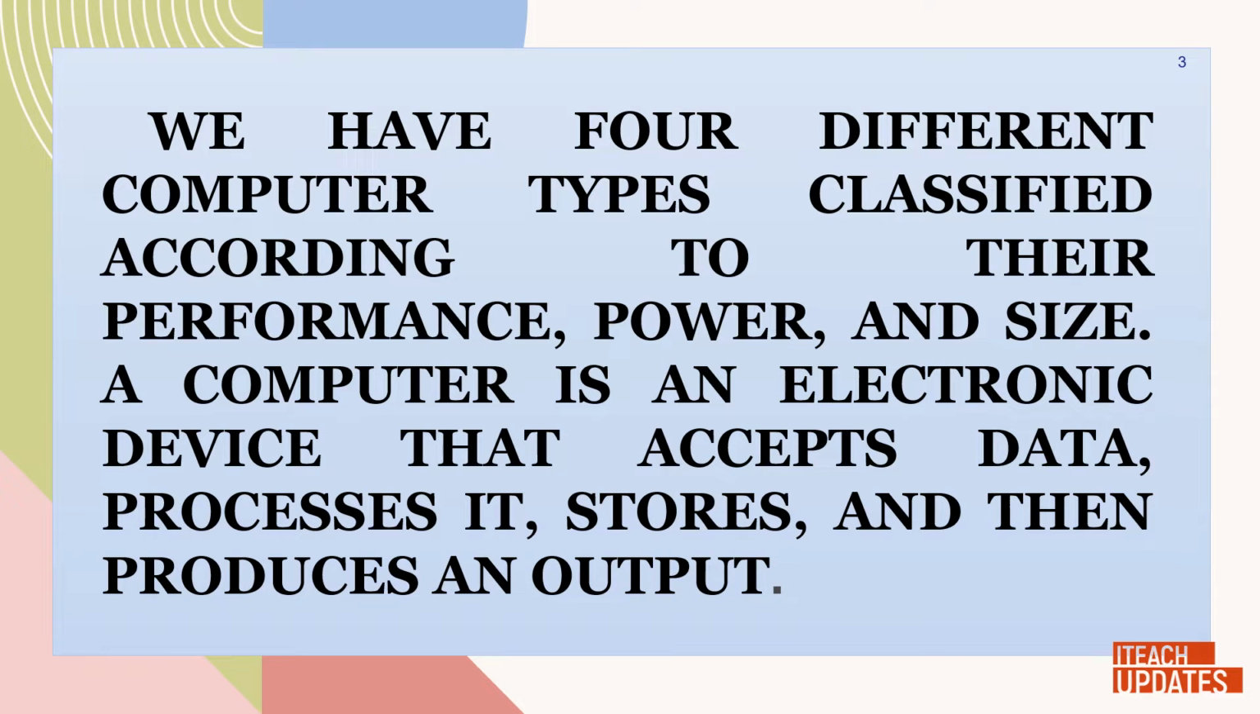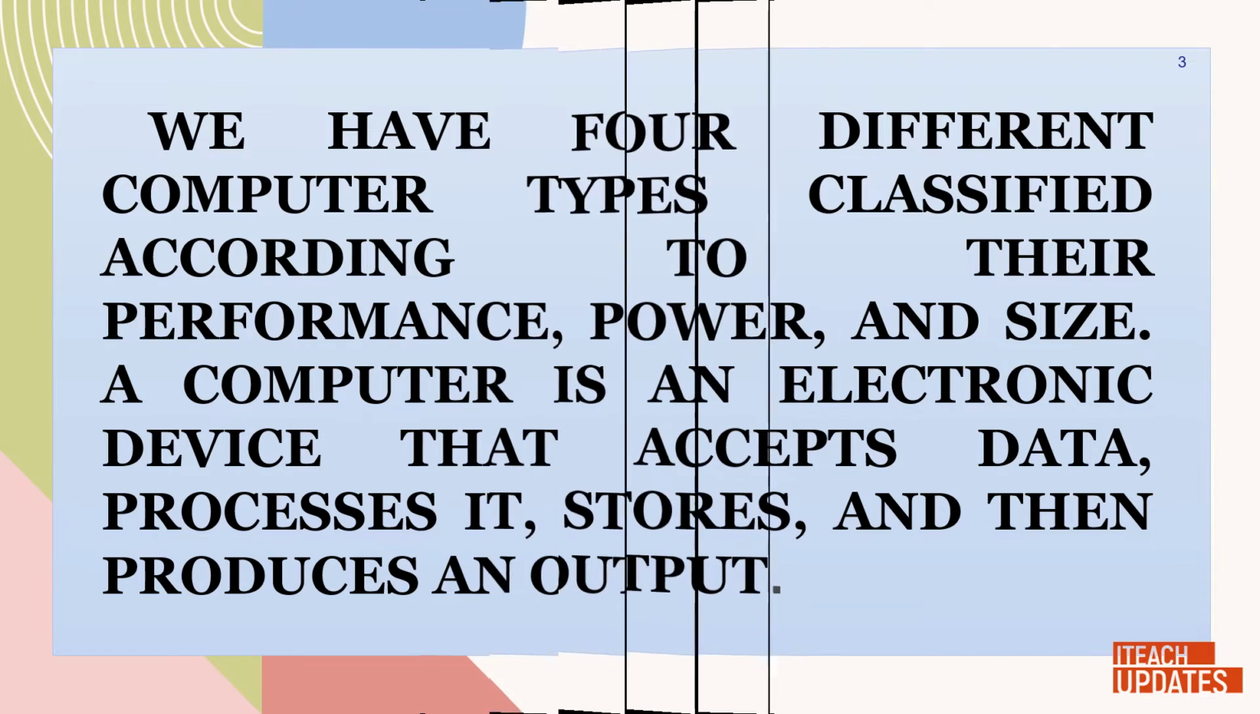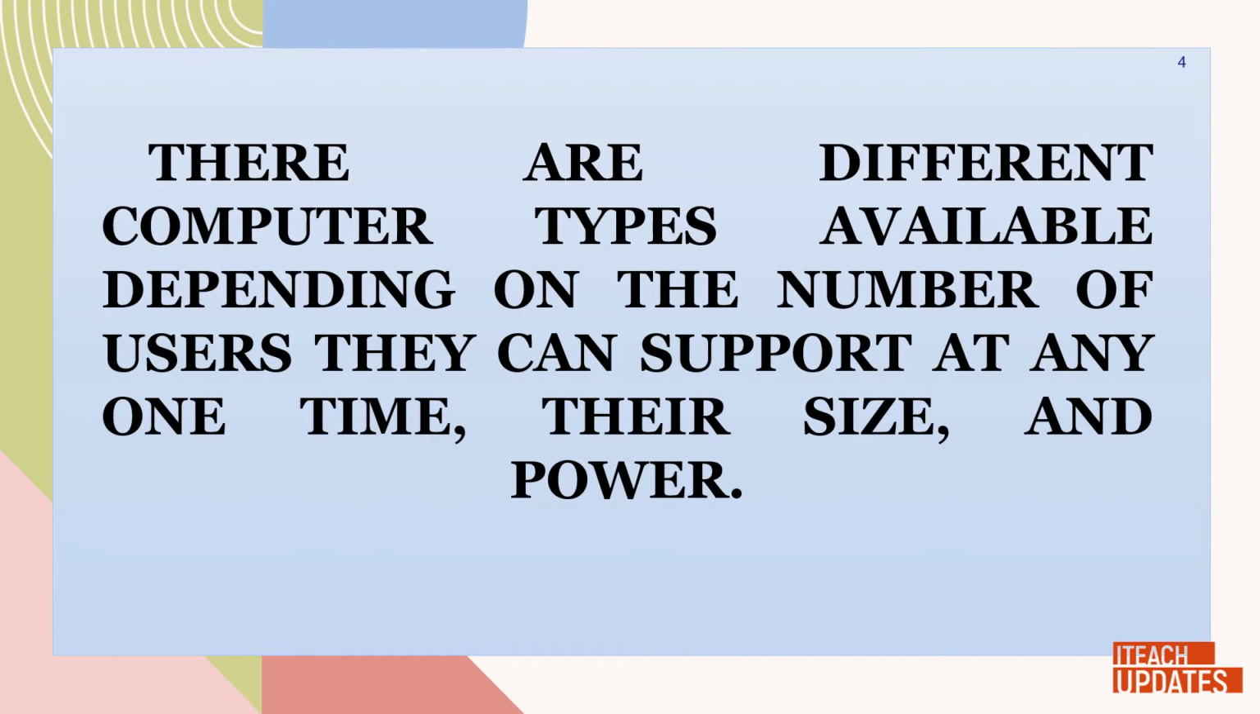We have four different computer types classified according to their performance, power, and size. A computer is an electronic device that accepts data, processes it, stores it, and then produces an output. There are different computer types available depending on the number of users they can support at any one time, their size, and power.